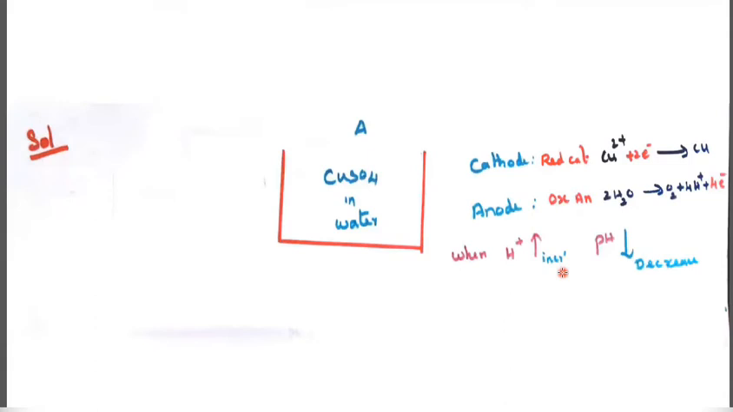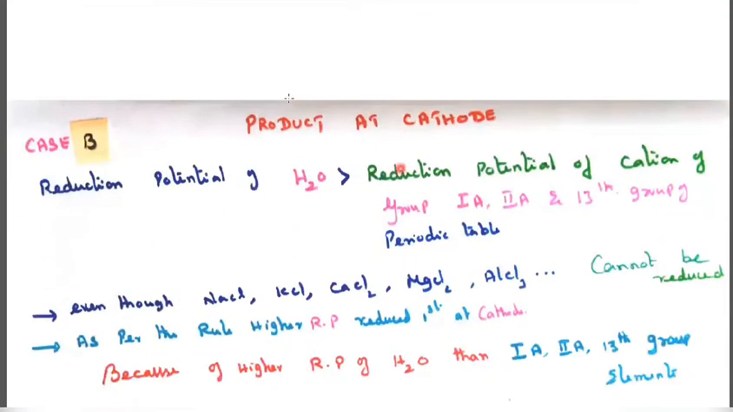So the H+ ion concentration increases. The pH decreases in case A. Next, the product at the cathode in case B.